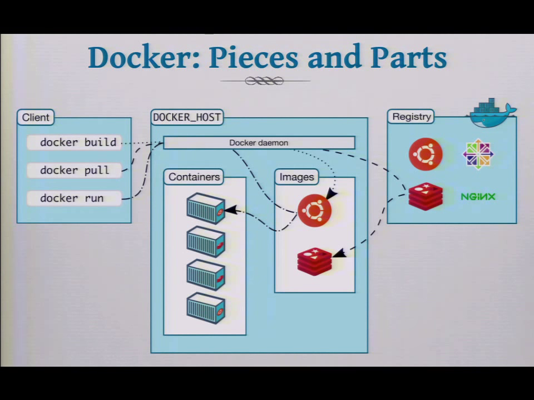But the idea is that if you don't already have an image created the way you want, or you want to get an updated version, you would go and pull that from the registry. You could create your containers. If you wanted to make changes to that, you could also push it back to the registry if you had the permissions to do so.